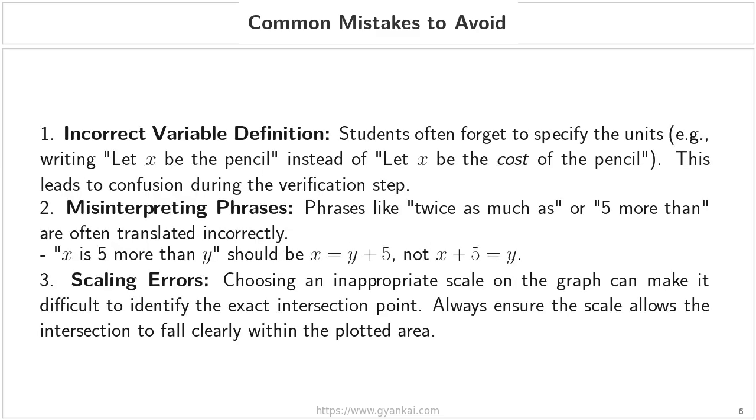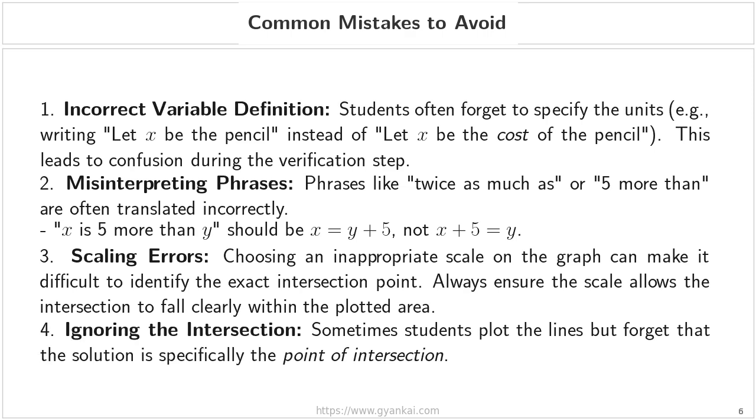Third, pay close attention to your scaling errors. Since we are using the graphical method, the accuracy of your answer depends entirely on how you draw your axes. If you choose a scale that is too large or too small, your lines might look correct, but the intersection point might be hidden or impossible to read precisely. Always choose a scale that allows the intersection to fall clearly within your plotted area so you can identify the coordinates accurately.